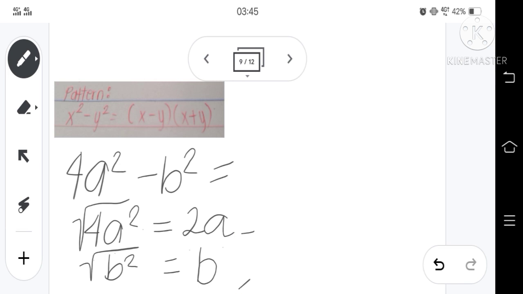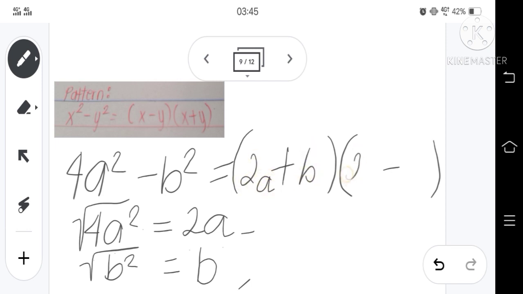And for the final answer, the factored form of 4a squared minus b squared is the sum and difference of 2a and b. So, this is our final answer.